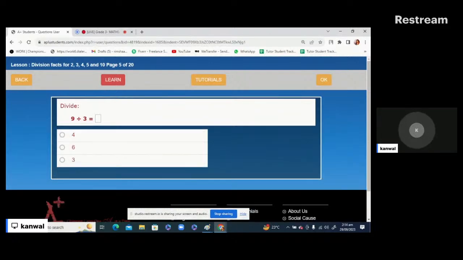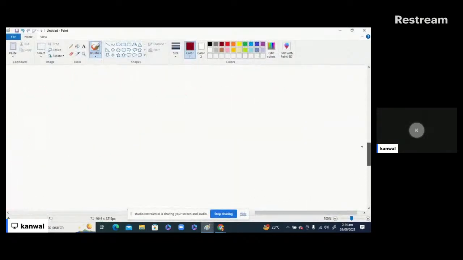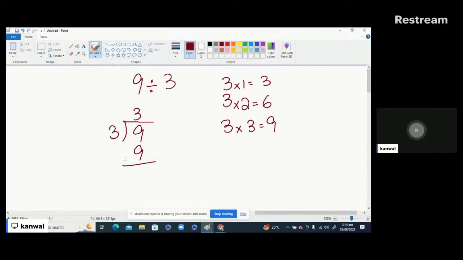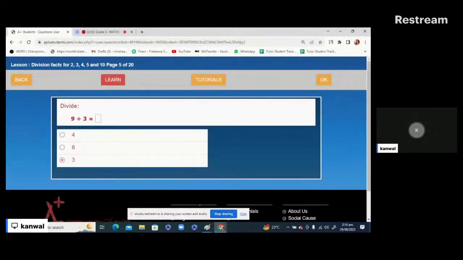Okay then. 9 divided by 3. Let's do this one, okay? 9 divided by 3. Now let's write: 3 times 1 is 3, then 3 times 2 is 6, then 3 times 3 is 9. Very well done. So here is 9. Then you divide 3 over 3, then we subtract, and then the answer is 3. So when 9 is divided by 3, that is 3.